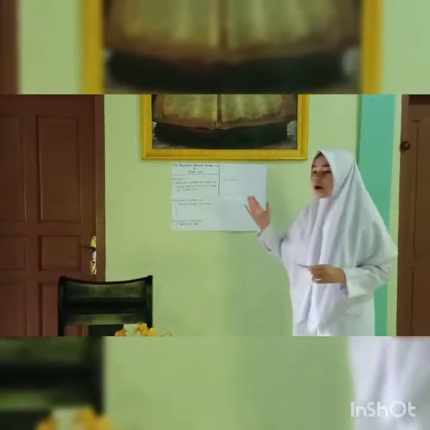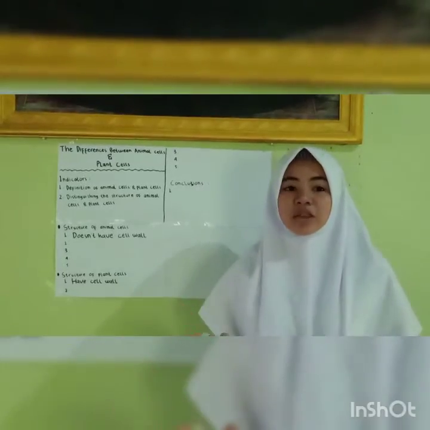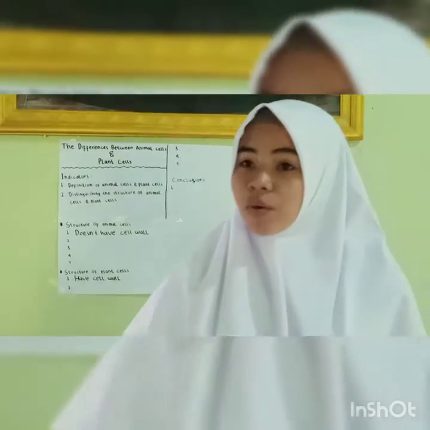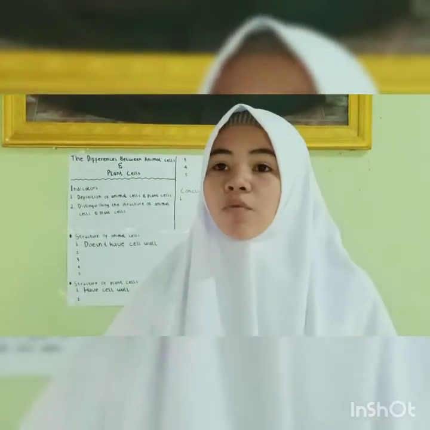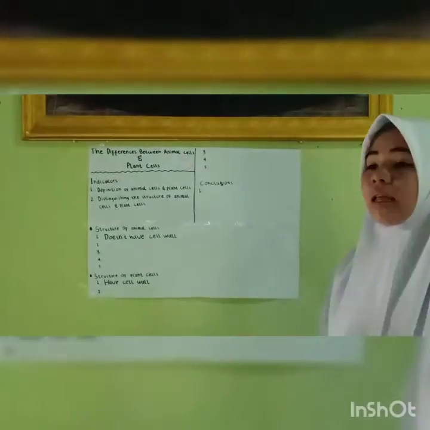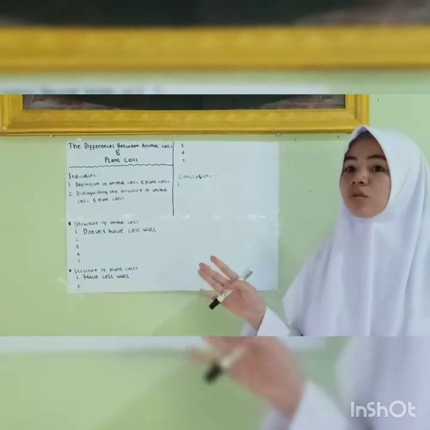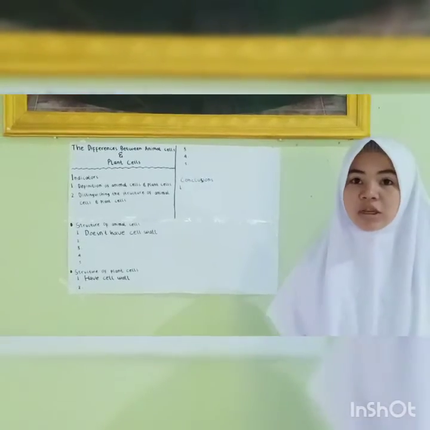Like you see on the whiteboard, plant cells have a cell wall, so the function of the cell wall is to make the body structure of this flower stiff, meaning that the movement of the flower is limited. Not like in animal cells. Animal cells don't have a cell wall, so animals can run, jump, play, and others.